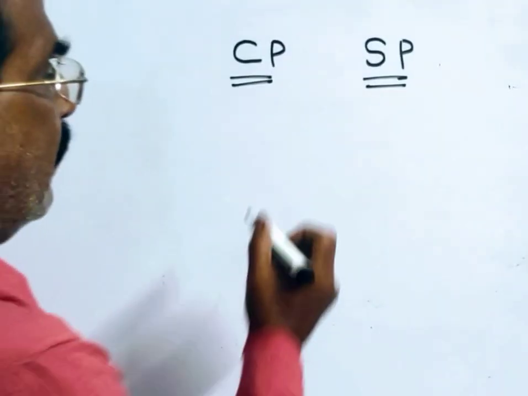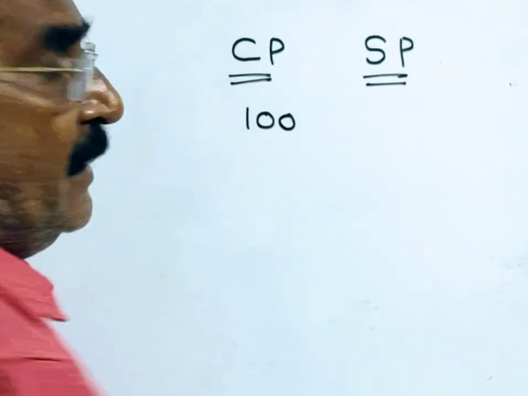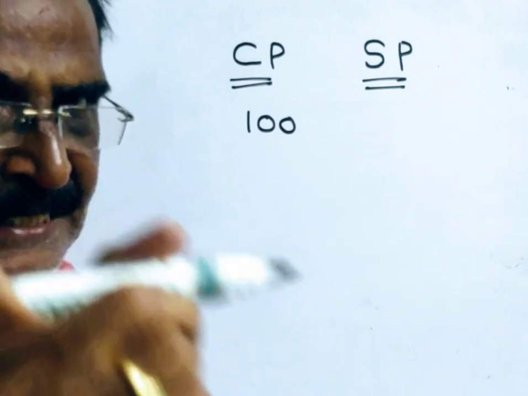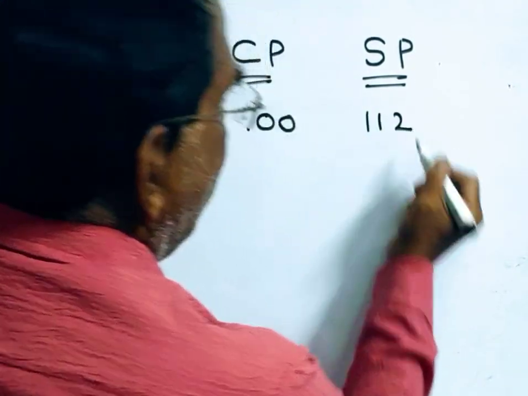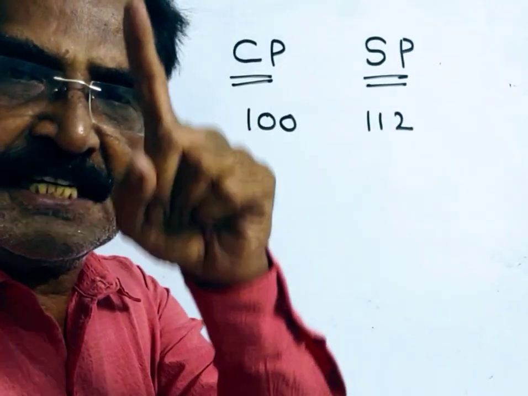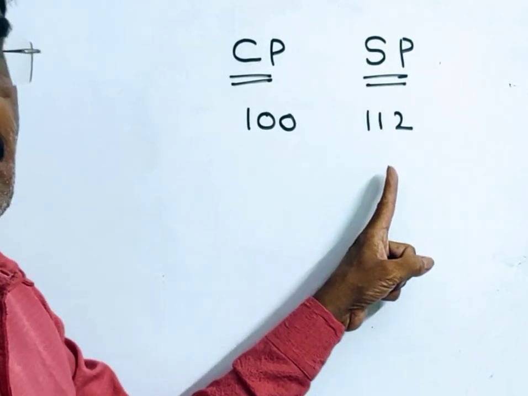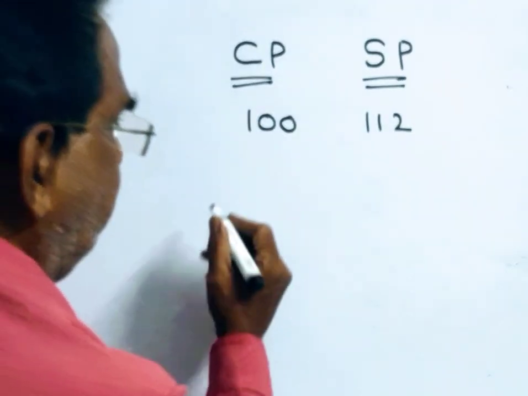Friends, say cost price 100 rupees. Then sold price becomes 112 because there is a gain of 12%. So sold price 112. Friends, this sold price 112 is after a discount of 20%. That means this sold price 112 is equal to 80% of the market price.